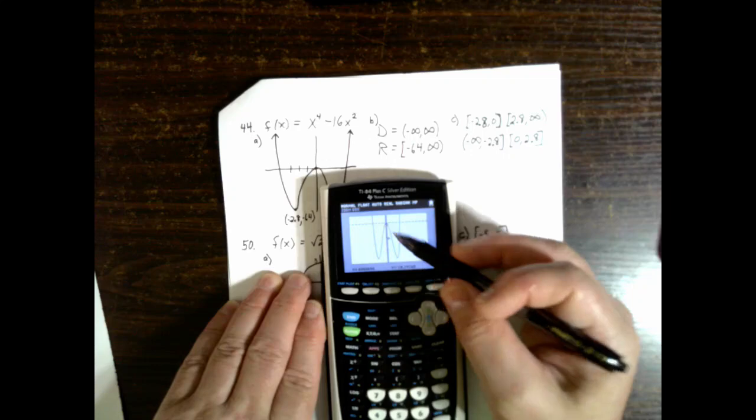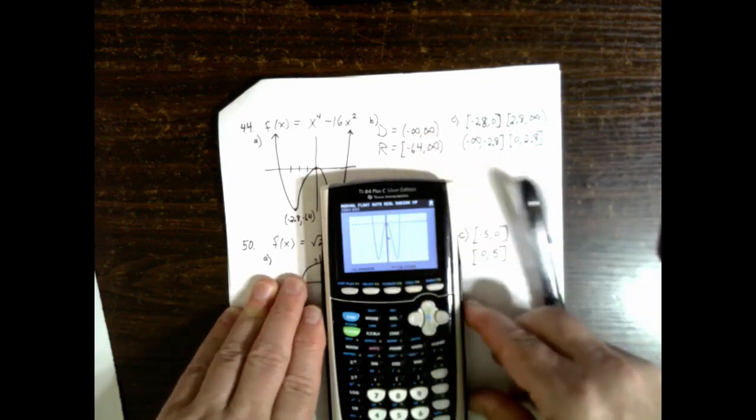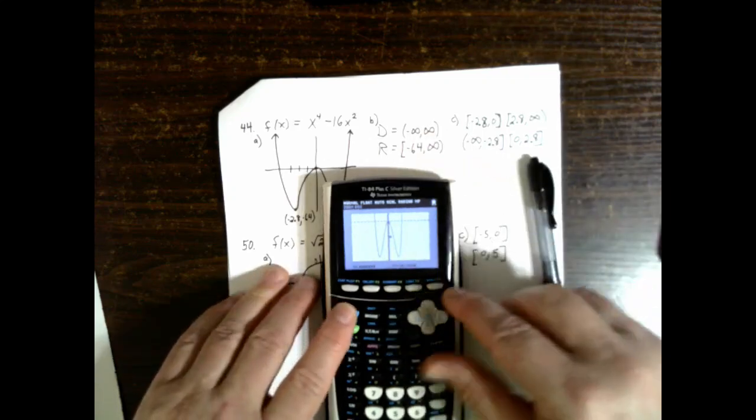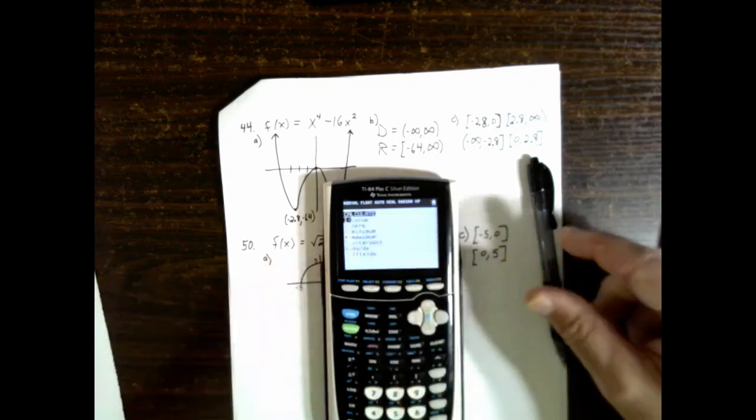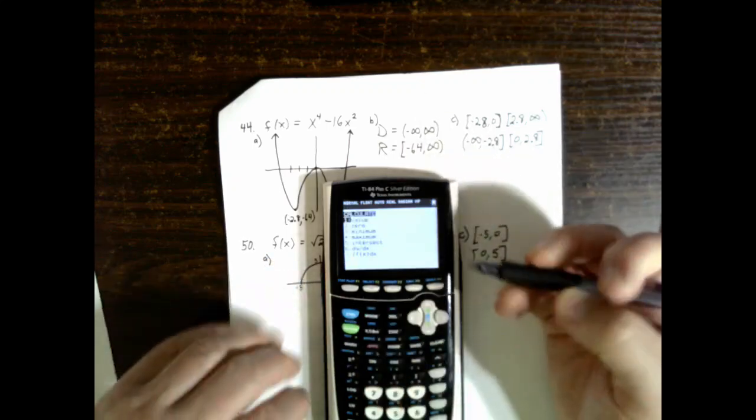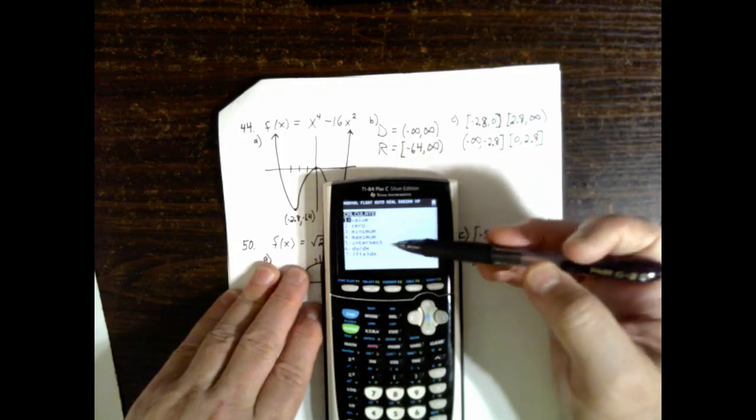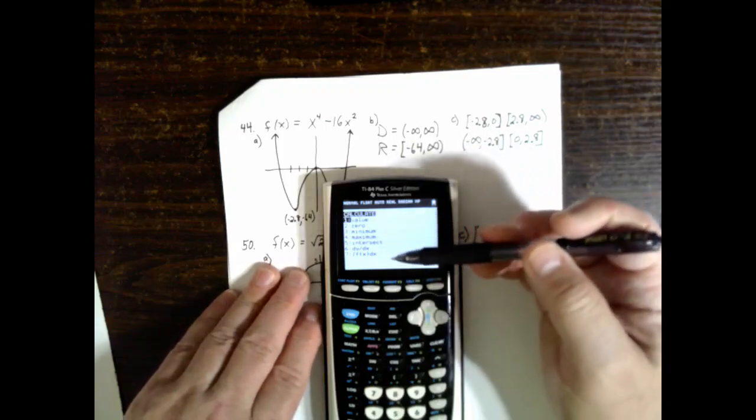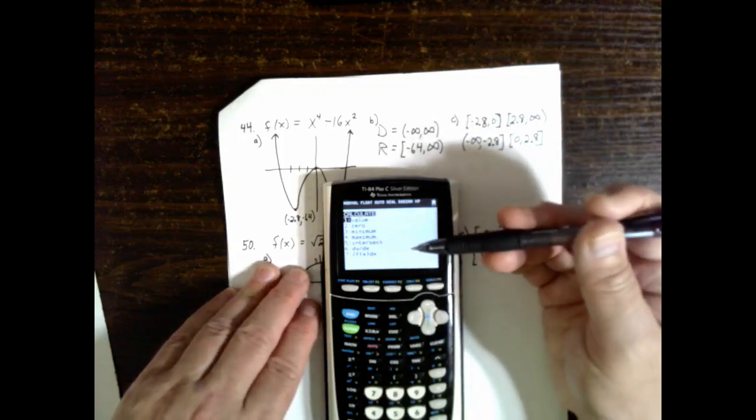So we want to find these maximums and minimum points. How do we do that? Second trace. Second trace, by the way, is a very useful function in this class. There's 5 different things you can do with second trace.